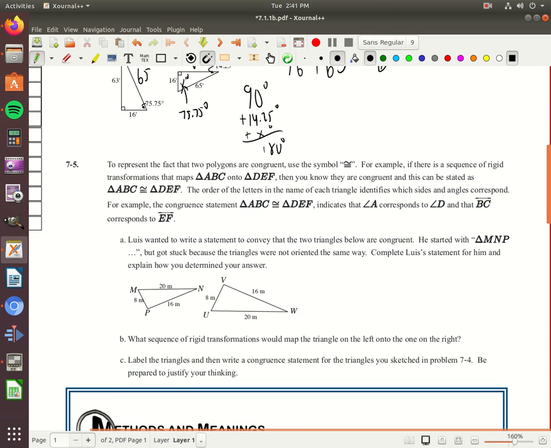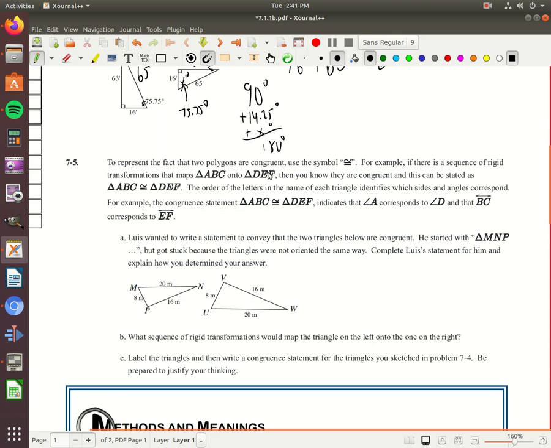To represent the fact that two polygons are congruent, use the congruent symbol. You can see it's an equal sign with a little tilde above it. That's the congruent sign. That means same shape and same size. For example, if there's a sequence of rigid transformations that maps triangle ABC onto triangle DEF, then you know they are congruent, and this can be stated as triangle ABC is congruent to triangle DEF.